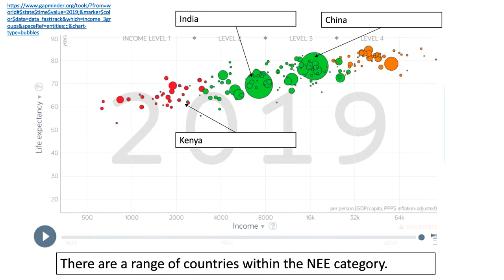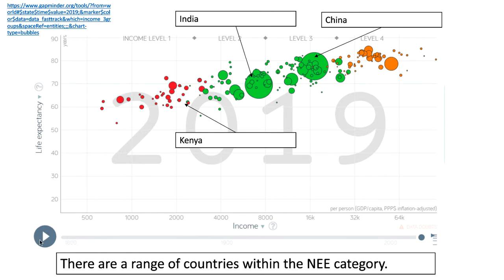So this is a graph from Gapminder, which you can access loads of data on. If you just type in Gapminder on the internet, the graphs are interactive, so you can choose the different indicators and move it around. The three different colours on this graph show a country's level of development according to Gapminder. So anyone in red is an LIC, anyone in green is an NEE, and anyone in orange is classified as being a HIC. So we can look at the green countries, we're looking at the NEEs.